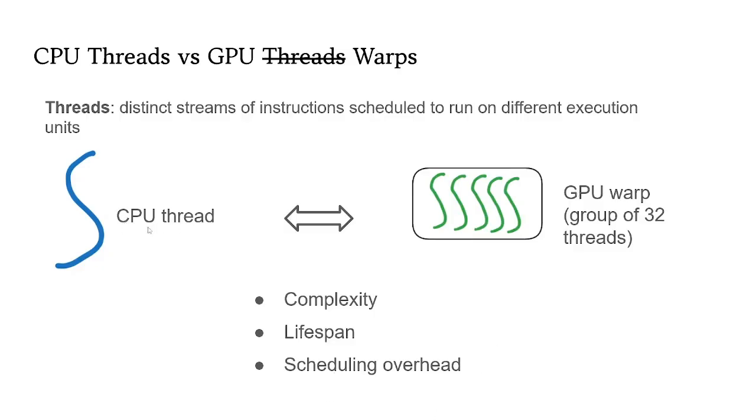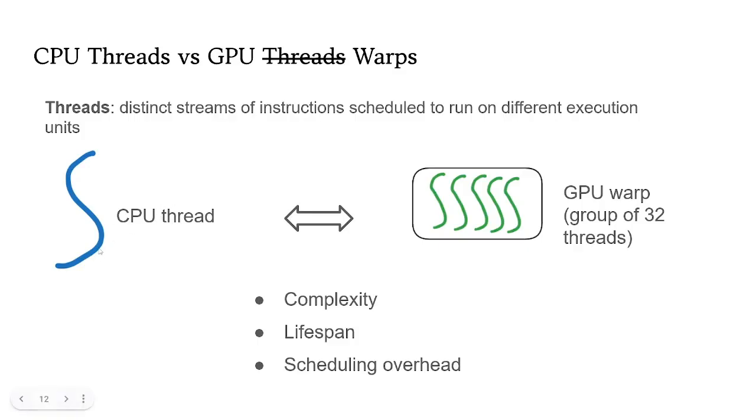An important difference between CPU threads and warps is the way they are scheduled. CPU threads are managed by the operating system, and the GPU warps are managed by a piece of hardware called the warp scheduler. And anything which is managed by the hardware usually goes much faster than something which is managed by software, which is the case for the CPU.